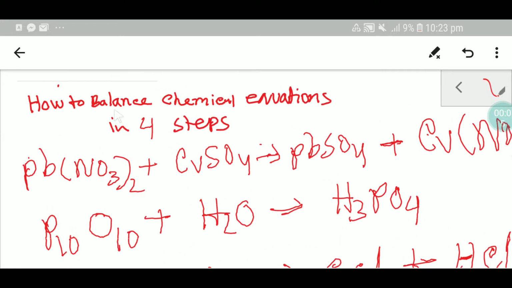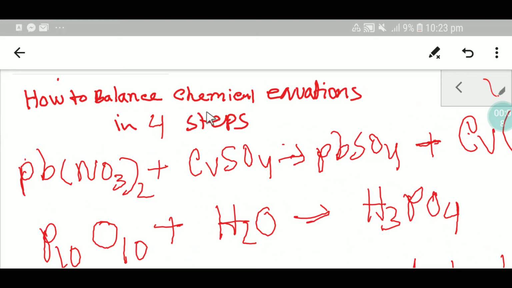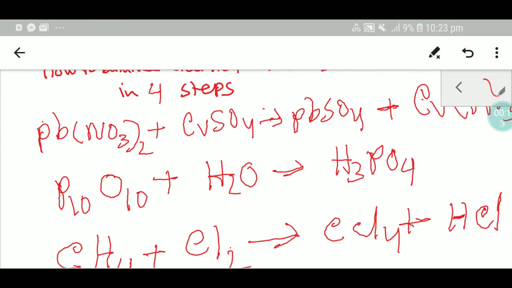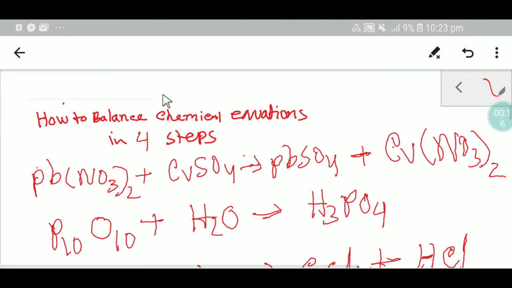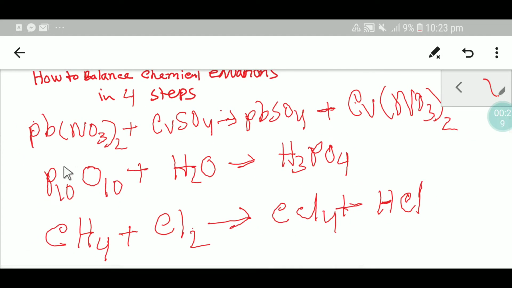Today we are going to learn how to balance any chemical equations in just 4 steps. There are some rules to balance the chemical equations, but I am not going to tell you the rules. I am going to help your brain to memorize the rules. So, if you practice these 3 examples, then all the rules of balancing chemical equations automatically go to your memory and you will be able to remember that.